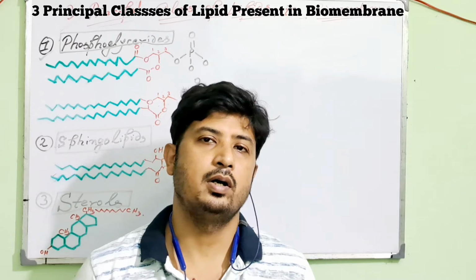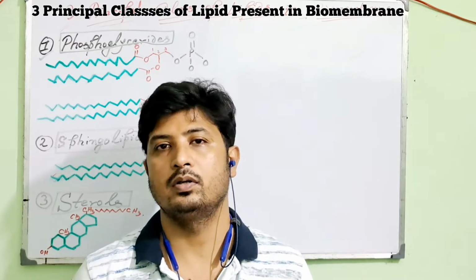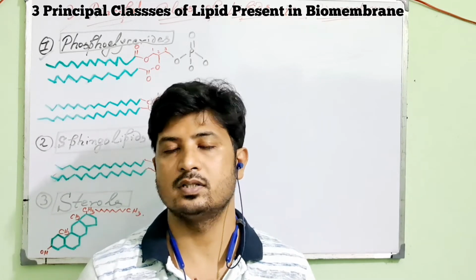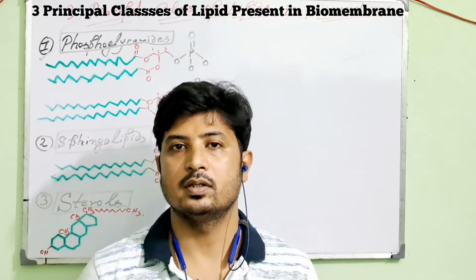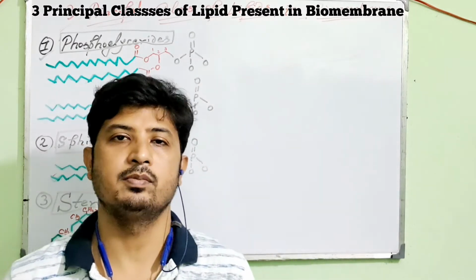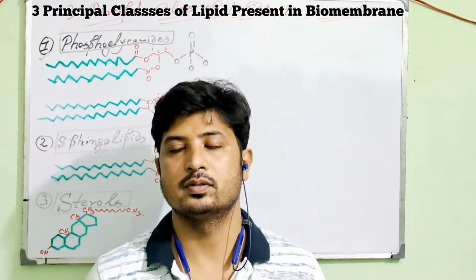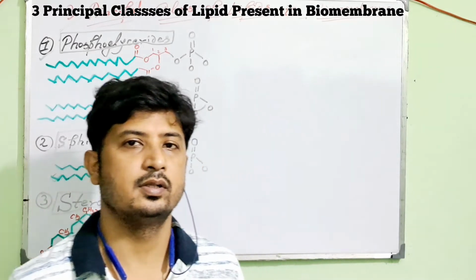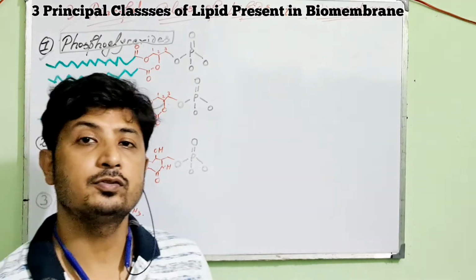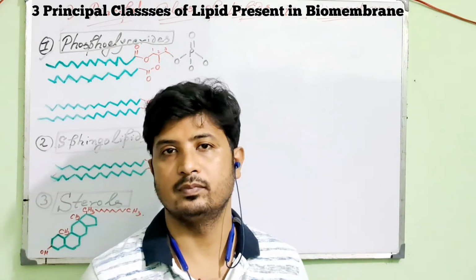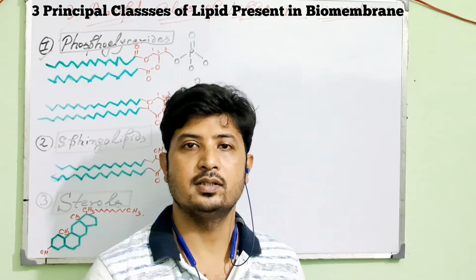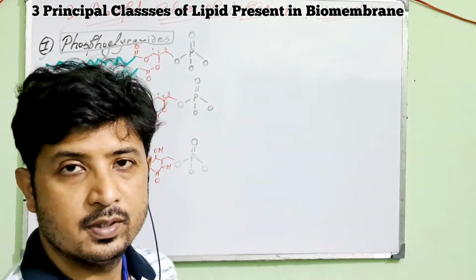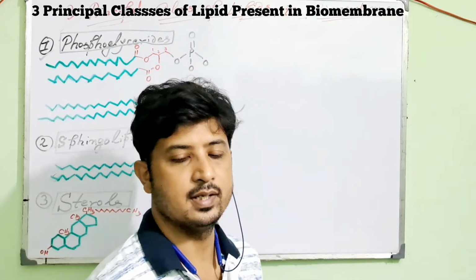So today I'll be teaching about the principal lipids present in the biomembranes, which are abundantly present in all the biomembranes in the eukaryotes. Okay, so let's first talk about phospholipids. So in general, phospholipid is a generic term. Phospholipids contain one phosphate head group and two acyl chains.